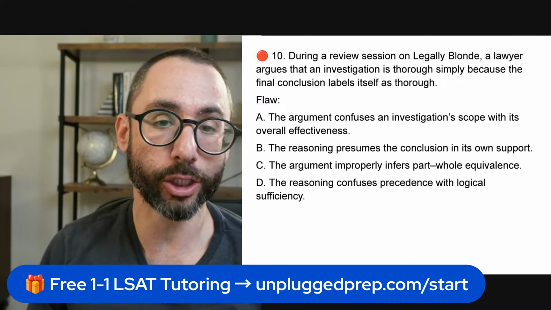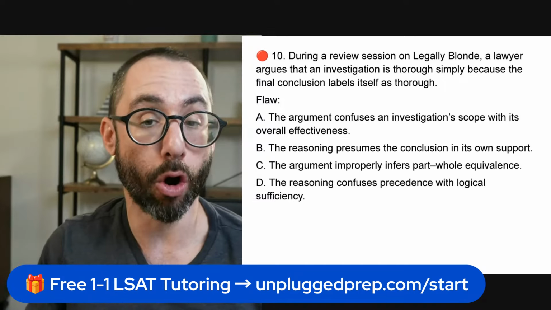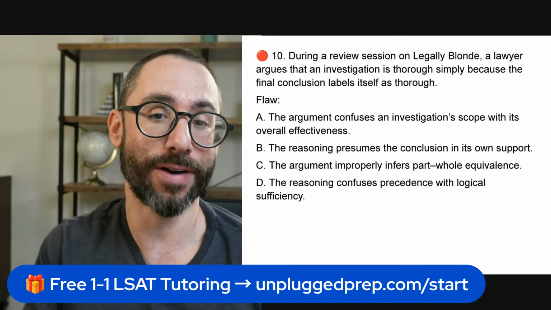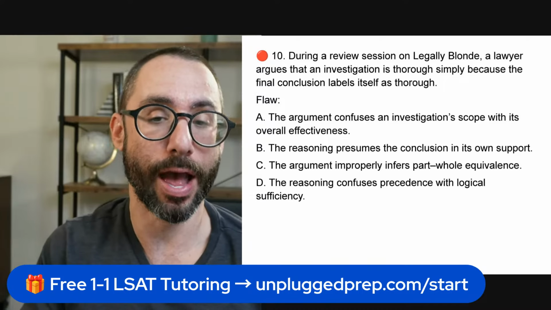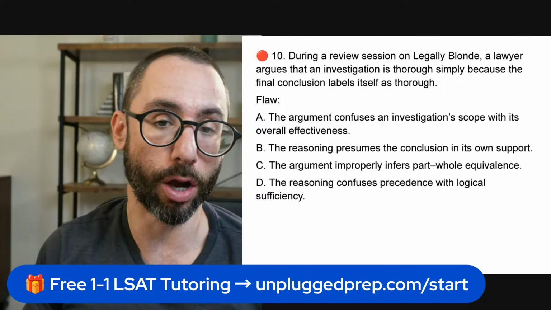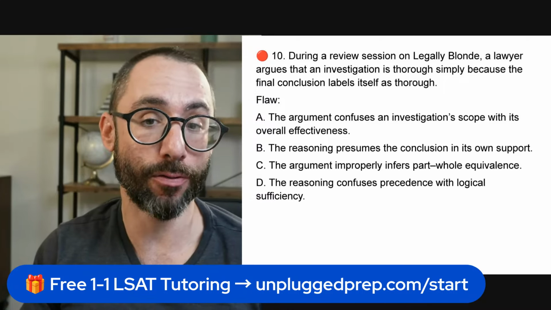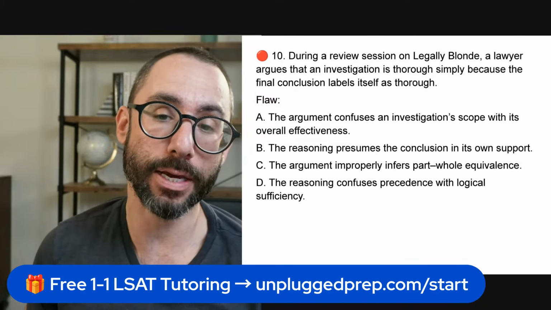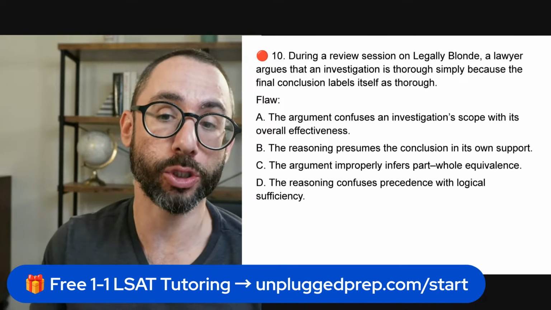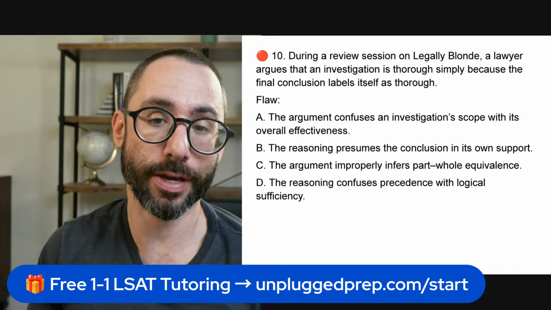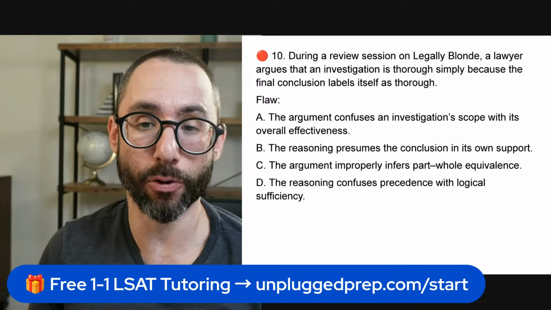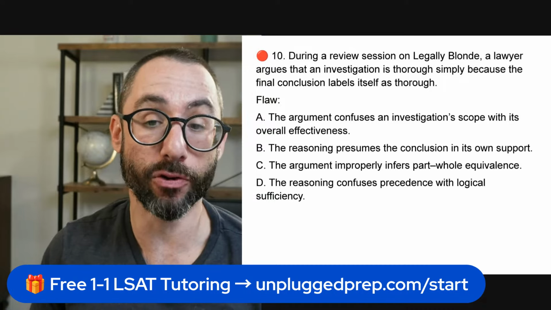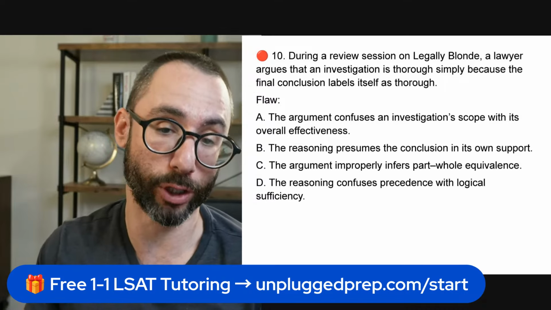During a review session on Legally Blonde, a lawyer argues that an investigation is thorough simply because the final conclusion labels itself as thorough. What is the flaw? A, the argument confuses an investigation's scope with its overall effectiveness. B, the reasoning presumes the conclusion in its own support. C, the argument improperly infers part-whole equivalence. Or D, the reasoning confuses precedence with logical sufficiency.